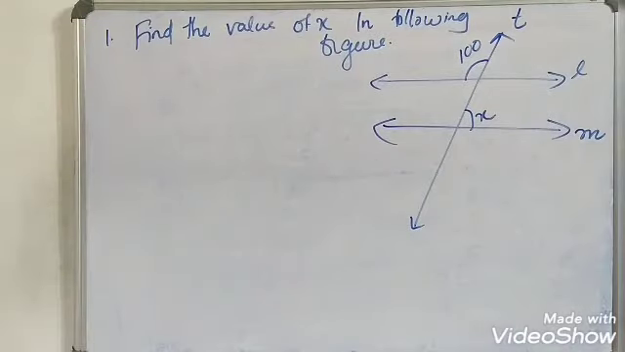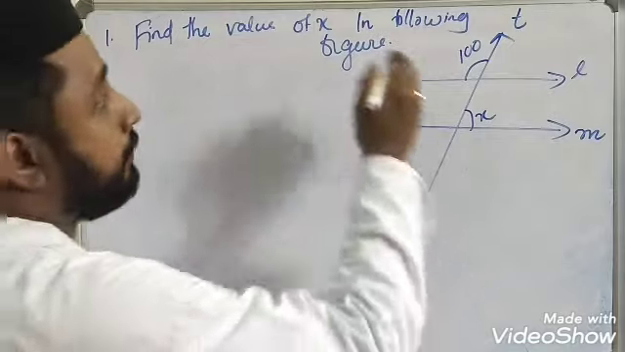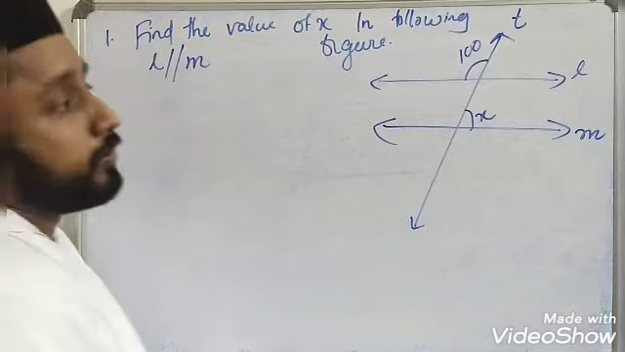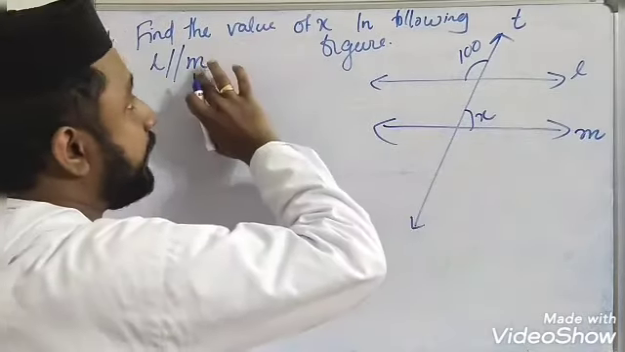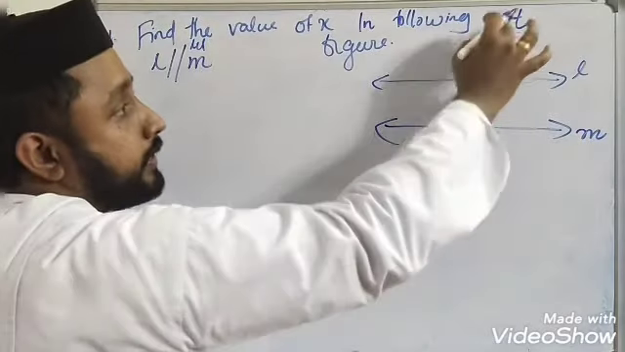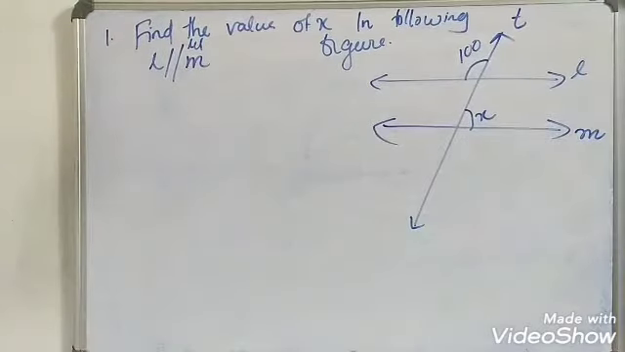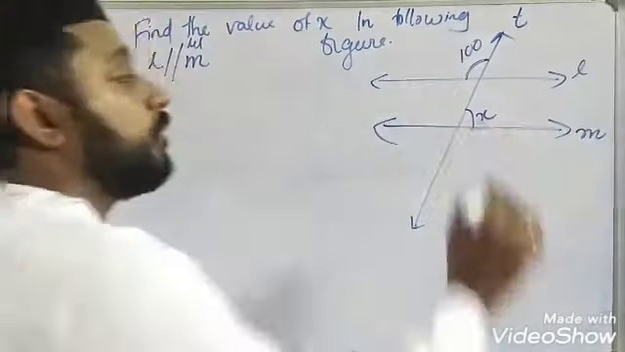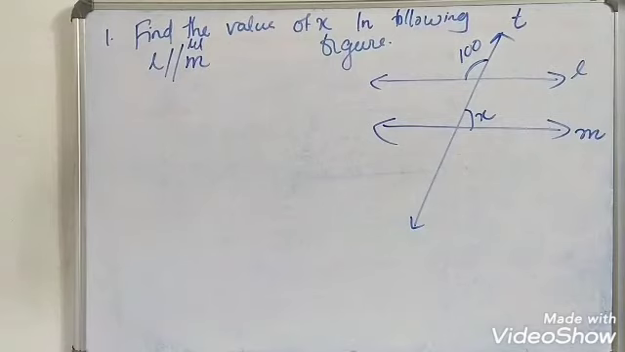First one: find the value of x in the following figure. It is given that L is parallel to M. We have two parallel lines L and M and a transversal T, and this angle is 100 degrees. We have to find the value of x.